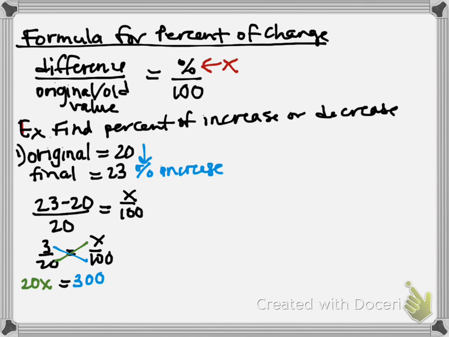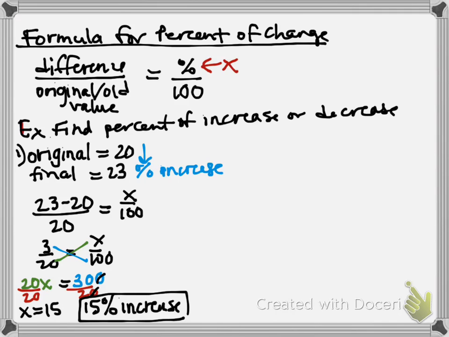And then I divide both sides by 20. So a 0 cancels out and 2 goes into 30 15 times. So my answer isn't x equals 15. My answer is a 15%, because the x is a percent number, increase. That's the minimum requirement for how you answer this. Number, percent, either increase or decrease. Okay? So let's do one that goes the other direction.